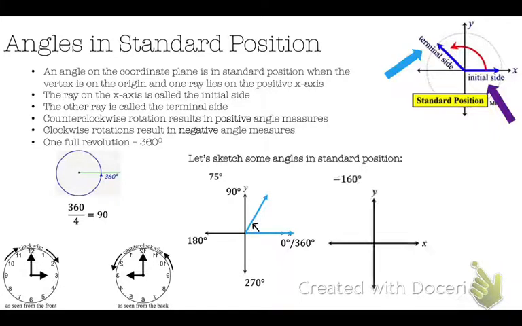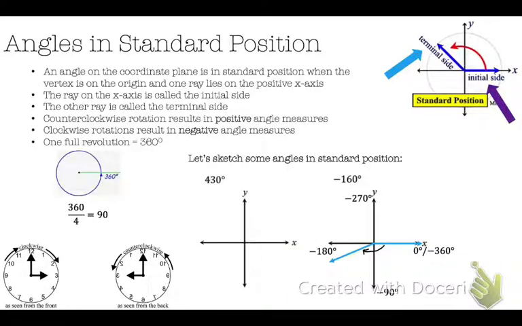Okay, what about negative 160? I still start at 0, but now we're drawing a negative angle measure, so I'm just going to go down. That will be negative 90 degrees, negative 180, negative 270, negative 360. So negative 160 is between negative 90 and negative 180. There's our initial side, there's our terminal side, and it would be right there.